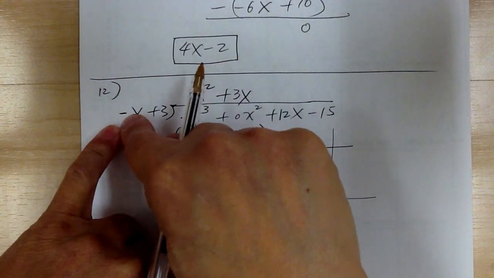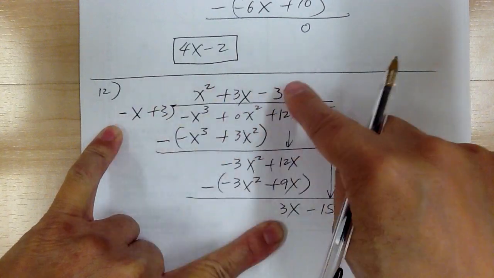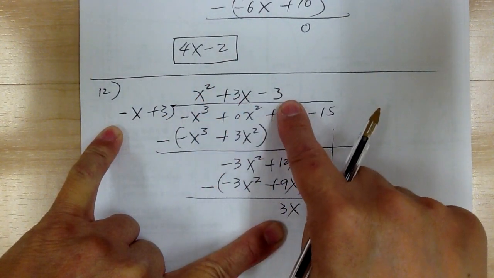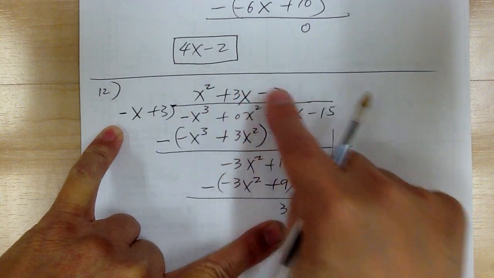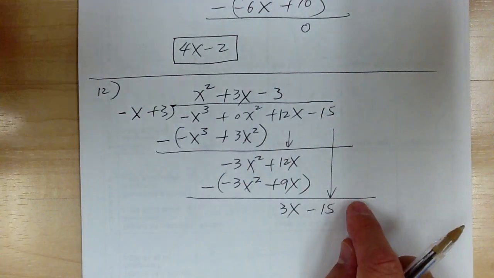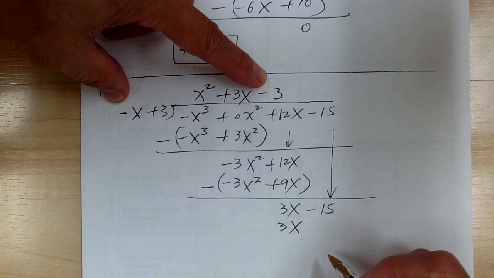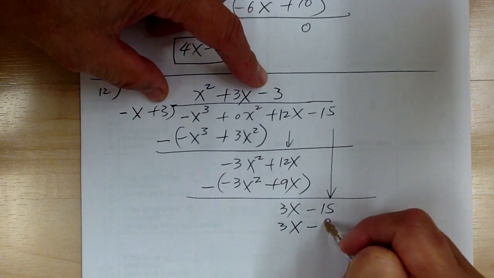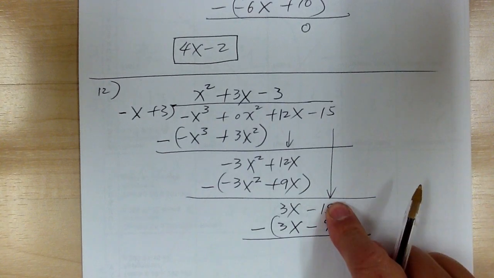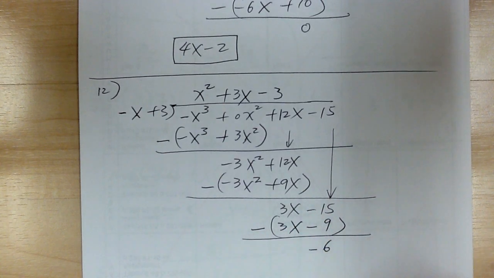So negative, to get 3, you have to times it by negative 3. Right? Negative 1 times negative 3 gives you positive 3. Again, notice it will go down in order. So you got x to the 2, x to the 1, x to the 0. This will always go down in order, always. Okay, so multiply. So you get positive 3x. This will give you minus 9. In parentheses, subtract. So negative 15 minus negative 9 will give you negative 6.